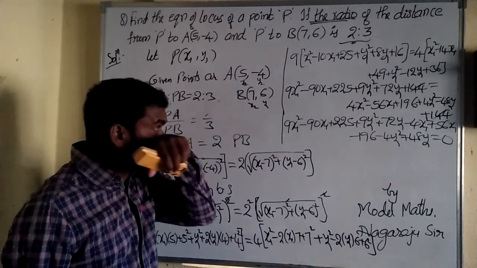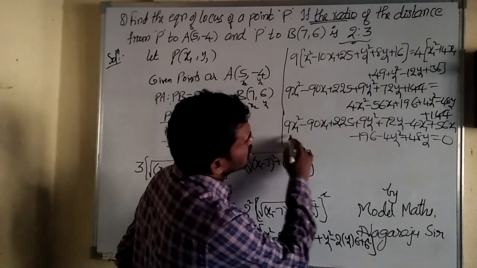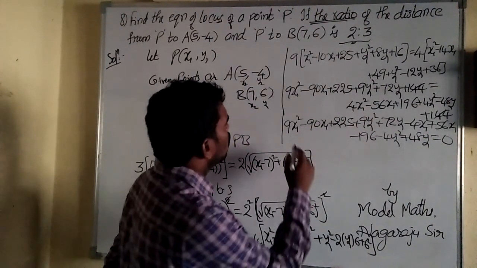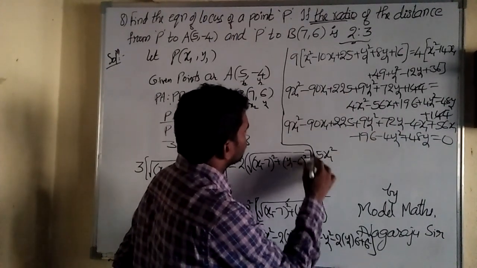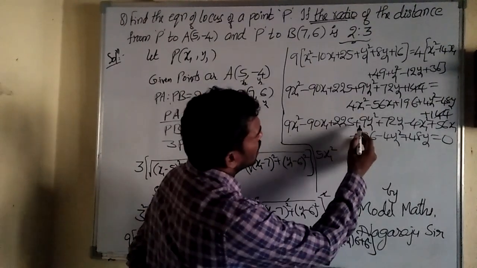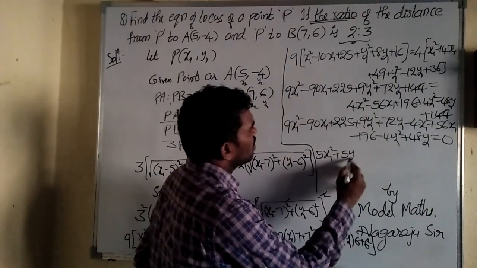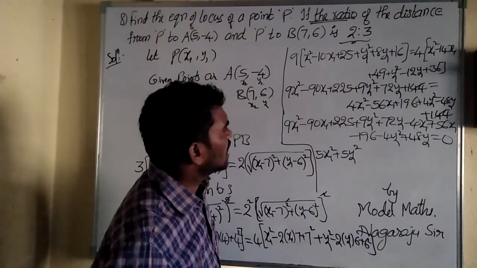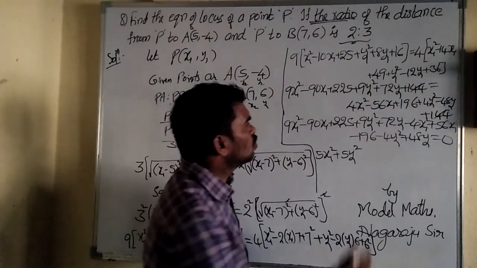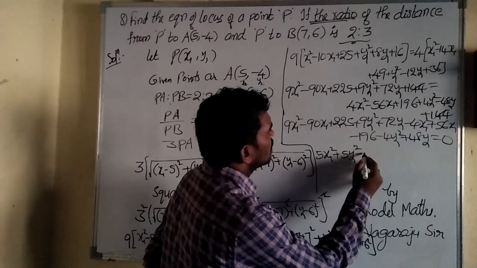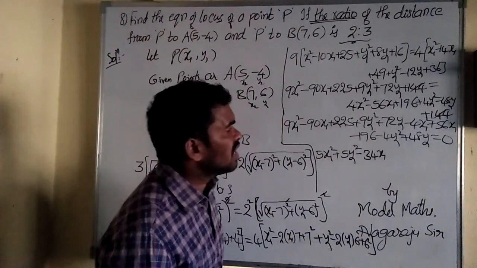Now simplify that, and in one more step we can complete the solution. So 9x1 square positive, minus 4x1 square negative. So subtract 9 minus 4, so it becomes 5x1 square. Next y1 square terms. Here 9y1 square positive, here negative 4 are there. So it becomes 5y1 square. Next, the x1 terms. Here minus 90 is there, here plus 56 is there. So do subtract. So we get minus 34x1.